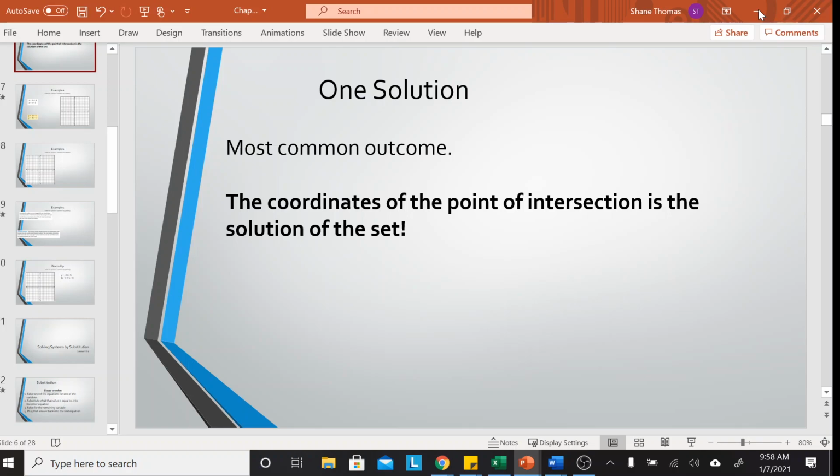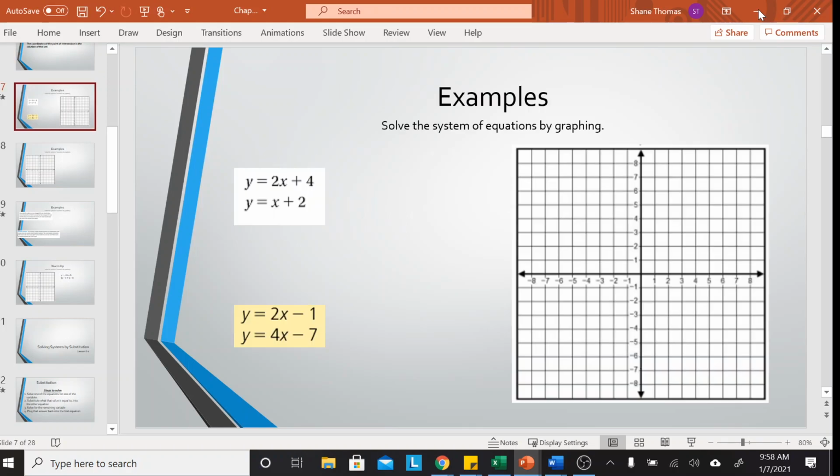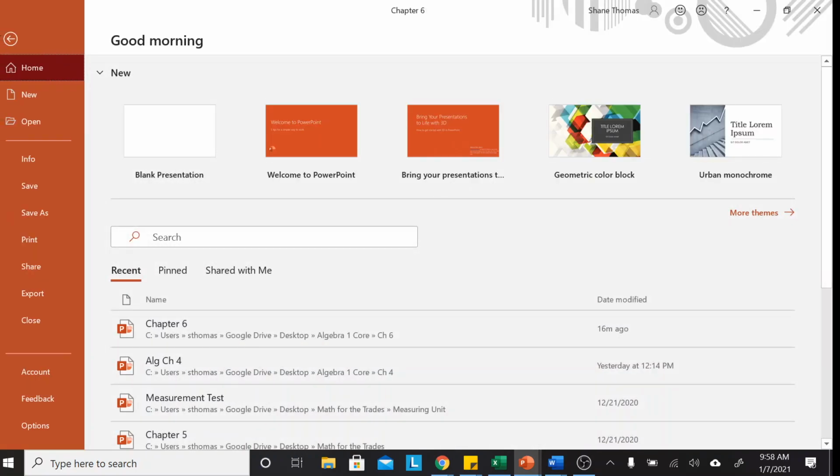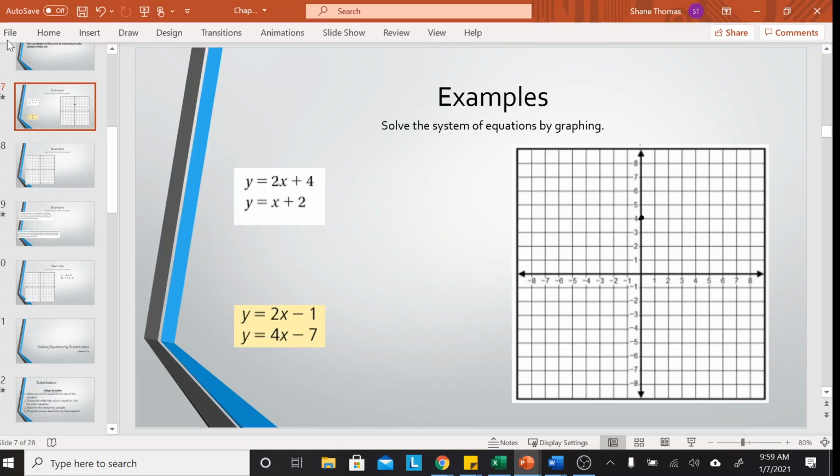So let's do one of these. So let's do the first one. Y equals 2x plus 4, y equals x plus 2. All right, we're going to graph the lines. Graph the first equation. Y equals 2x plus 4. So we start at plus 4, starting at the y-intercept. Slope.